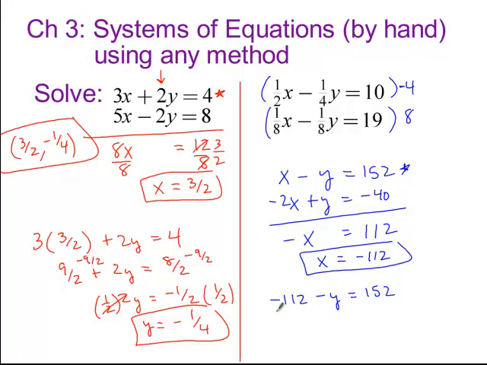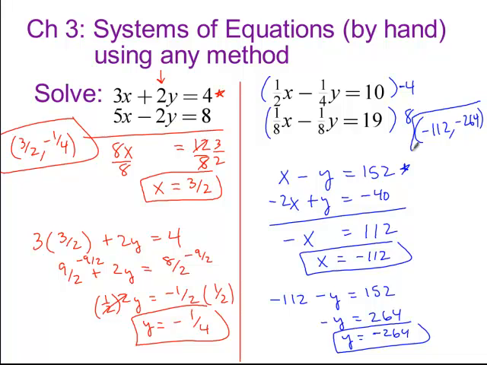what I can do is now solve. If I add 112 to both sides, this gives me -y equals 264, and then change the sign of each side of this equation, and that gives me my solution, y is -264. So my answer for this is -112, -264 as my solution set.